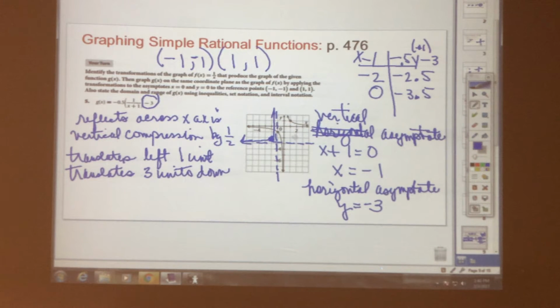Now let's plot the other point. 0, negative 3.5. Right there. So it's going to get real close to that asymptote right there. Real close to that asymptote right there. And never touch. Questions so far?